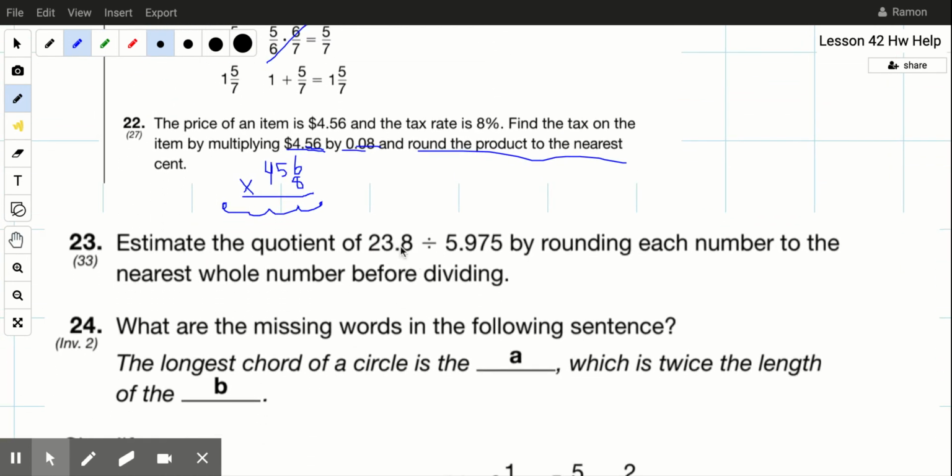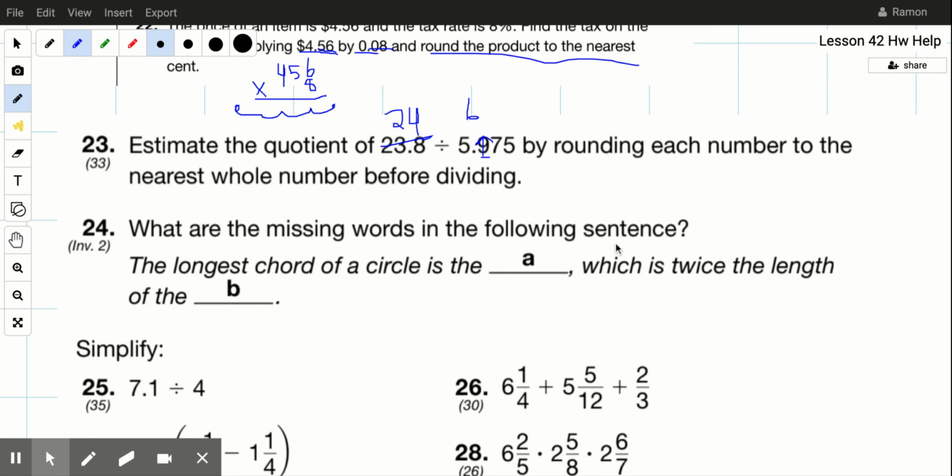Estimate the quotient of 23.8 divided by 5.975 by rounding each number to the nearest whole number before you divide it. So this will round up. The nearest whole number is 24. The nearest whole number, that's a 9. So we round up. It becomes 6. So it's just 24 divided by 6.